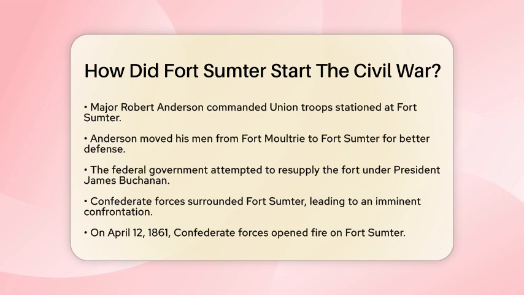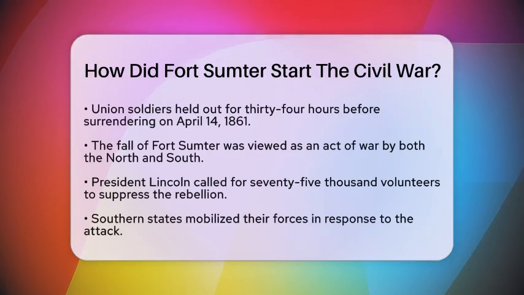Confederate forces surrounded Fort Sumter, and it was clear that a confrontation was imminent. On April 12, 1861, at 4:30 in the morning, Confederate forces under Brigadier General P.G.T. Beauregard opened fire on the fort. The Union soldiers, outnumbered and low on supplies, held out for 34 hours before surrendering on April 14th.